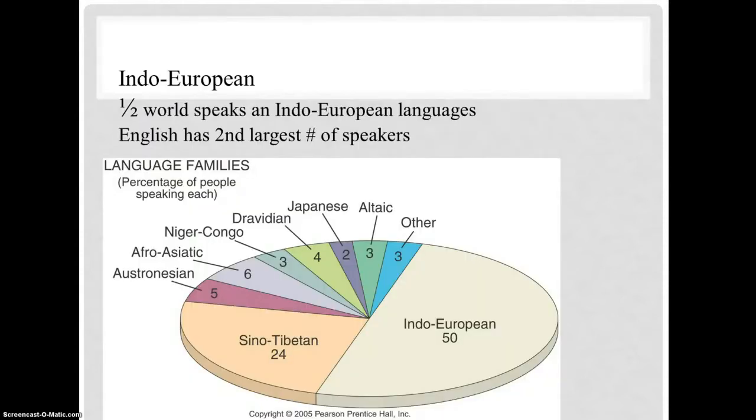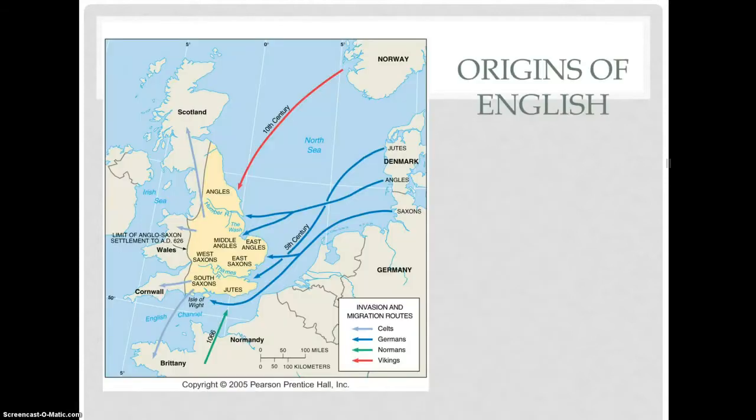So when you look at the chapter, try to look at Indo-European and get an understanding of what the highlights of the Indo-European language are. Half the world speaks an Indo-European language. English is the second largest language by number of speakers. And you can see Sino-Tibetan is the second largest language family, and the others are much smaller in comparison.